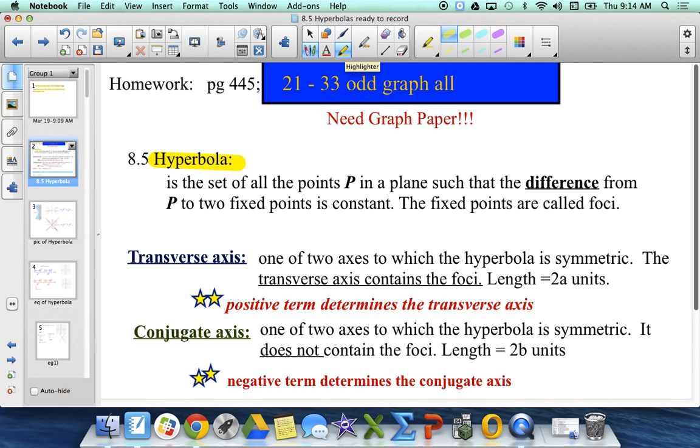A hyperbola is a set of all the points in a plane such that the difference from point P to two fixed points is constant. The fixed points are called foci. A hyperbola has a transverse axis. The word transverse means to cross. The transverse axis is the axis the hyperbola crosses. It is one of two axes which the hyperbola is symmetric to. The transverse axis contains the foci, and the length is 2a.